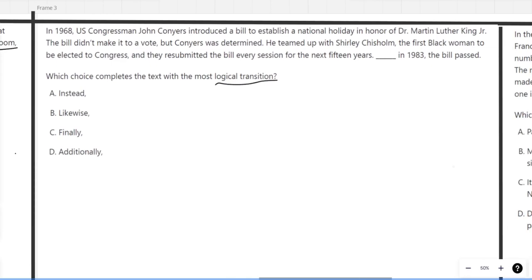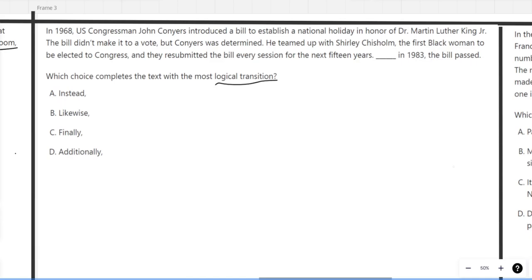Okay. In 1968, I'm gonna skim this. Congressman established a bill, or introduced a bill, to establish a national holiday in honor of Dr. Martin Luther King Jr. Didn't make it to a vote, but he was determined. He teamed up with Shirley, the first Black woman to be elected to Congress, and they resubmitted the bill every session for the next 15 years. Blank, in 1983, the bill passed.